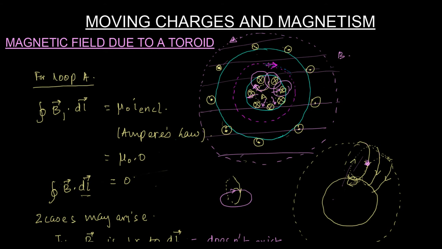So why can't DL be 0? Because you are traversing. You are going through, starting from a point, going all along the loop and coming back to the same point. So DL is actually the length of that loop, one small step at a time. So that cannot be 0.